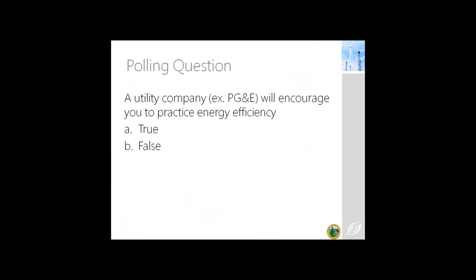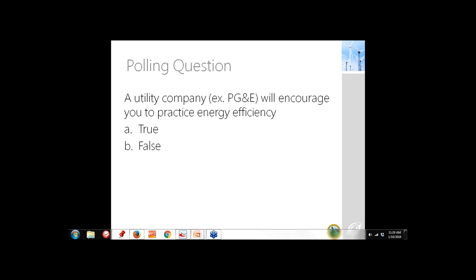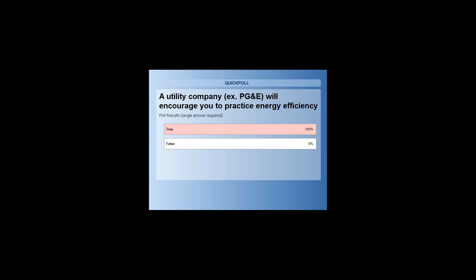So here's a question. A utility company, for example PG&E, will encourage you to practice energy efficiency. Is that true or false? The results are that it is true, and in fact, that's correct. You might ask why that is, and the reason is that PG&E and the other investor-owned utilities in the state of California are actually compensated for their work on energy efficiency. It's what we call decoupling.